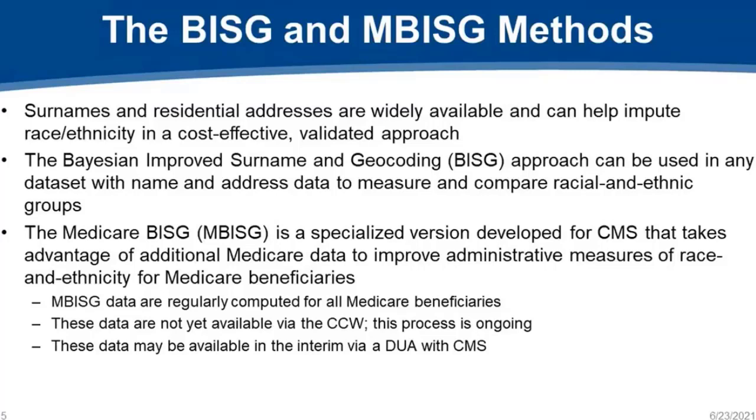And it uses name and address information, but it uses a lot of other things that are available in CMS data, and it customizes to what we know about Medicare beneficiaries. So this data is regularly calculated for all Medicare beneficiaries, and there's an ongoing process regarding making these data available via the CCW, and for now these data may be available from CMS via a data use agreement. Next slide, please.